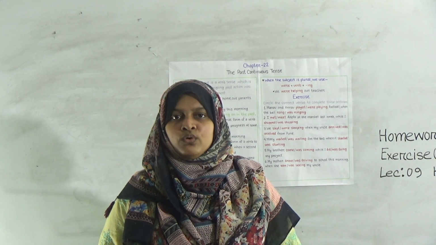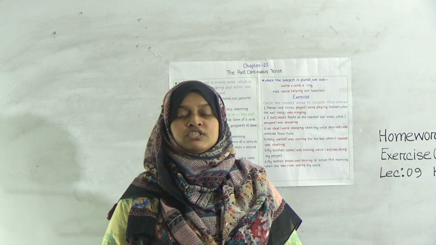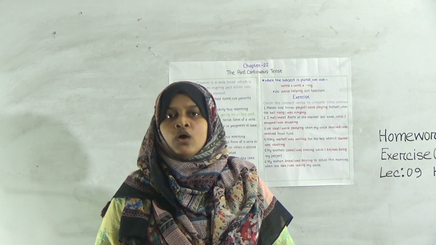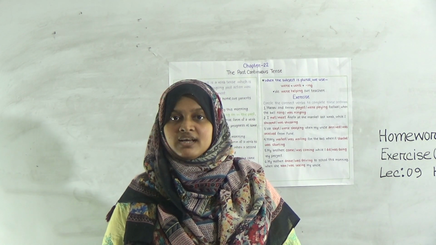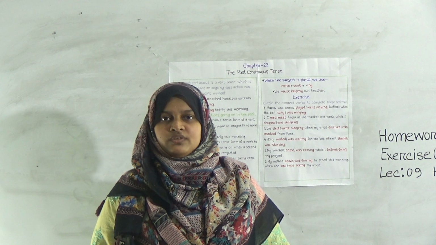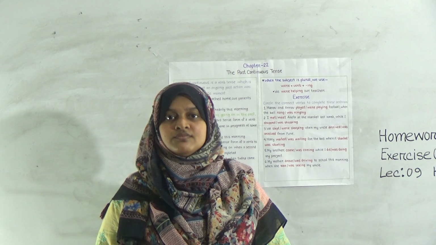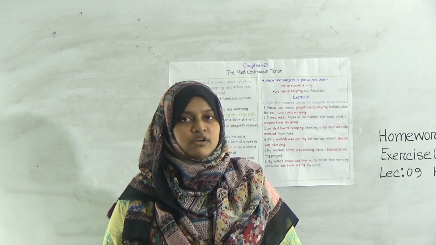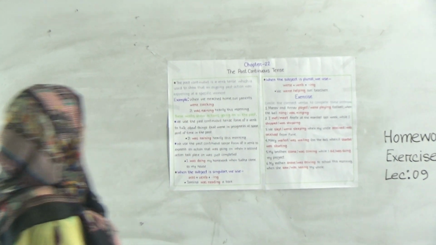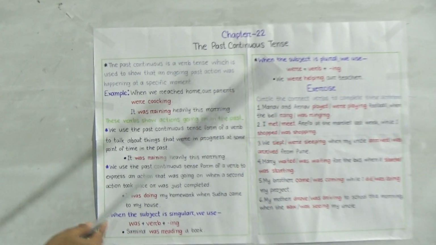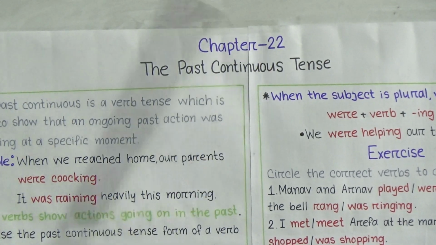First, you have to know what is past continuous tense. Okay, first you have to know the definition. When any incident or occurrence is happening in the past, or when any incident is ongoing in the past, it is called past continuous tense. Now, we'll learn elaborately about past continuous tense. Okay, our chapter is 22, the past continuous tense.